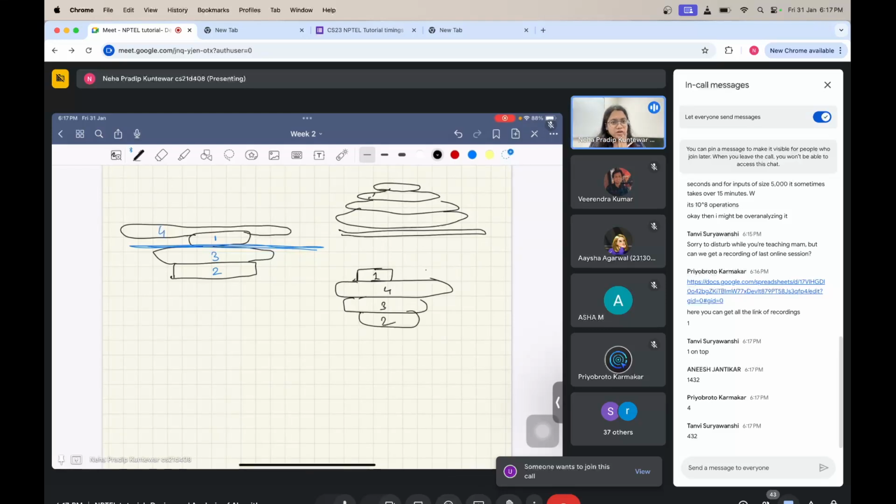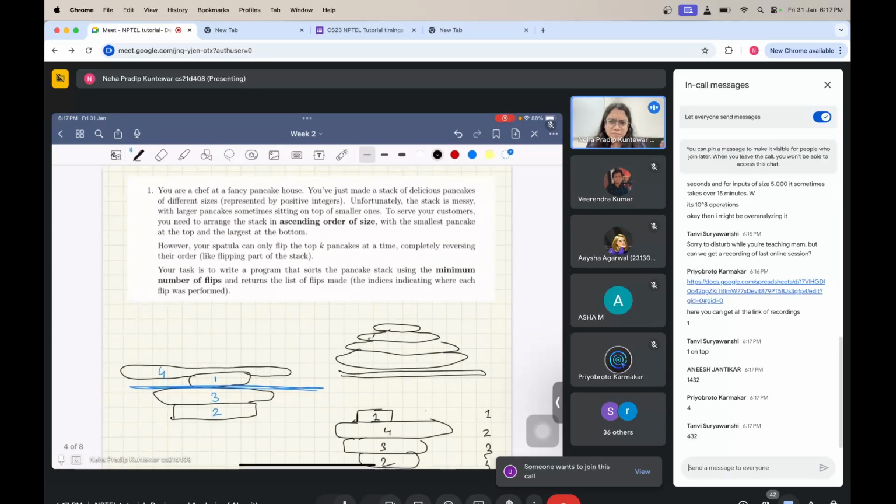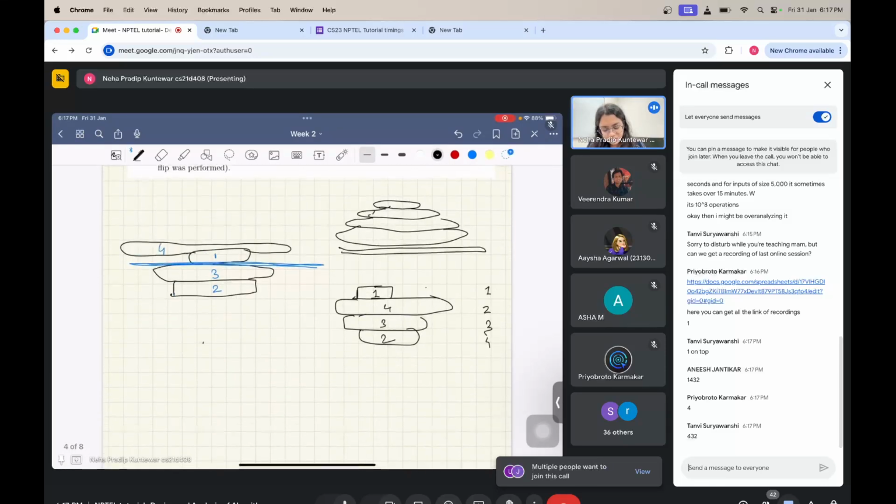Okay, so what I want at the end of the day is 1, 2, 3, 4, like that. And assume that you have n many pancakes or k pancakes. So there is a stack of k pancakes here in some order. I don't know what the order is, but there are k of them. And what I want is for them to be in this sorted order.